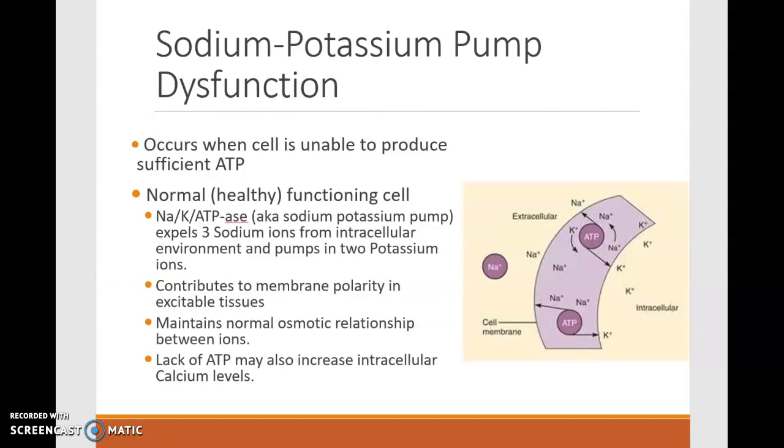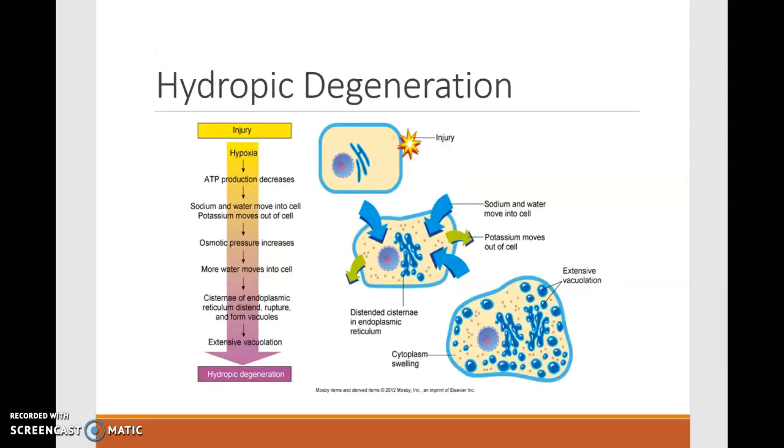Here, look at these on your PowerPoints because we're running out of time. But your normal, healthy, functioning cell has that sodium-potassium pump, and it kicks out 3 sodium ions from the intracellular environment and pumps in 2 potassium ions. And that's how it works. It maintains the osmotic relationship, and it maintains the action potential of the cell itself.